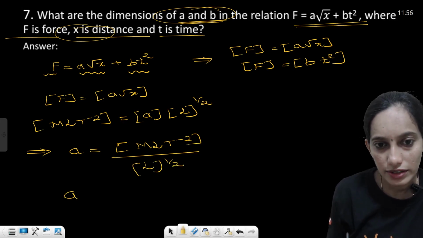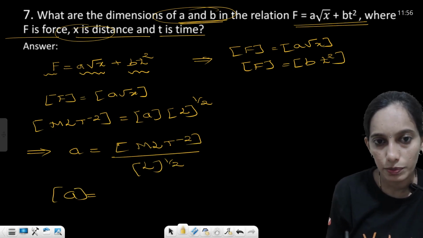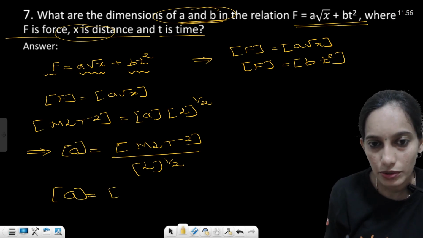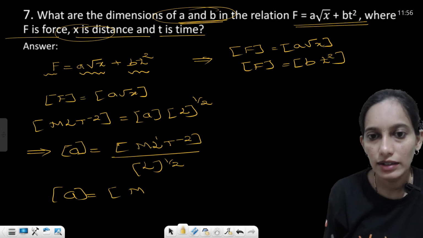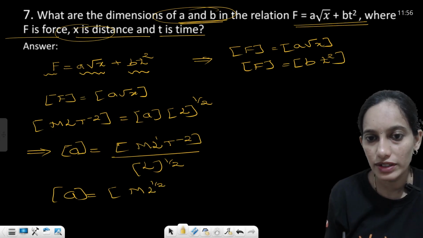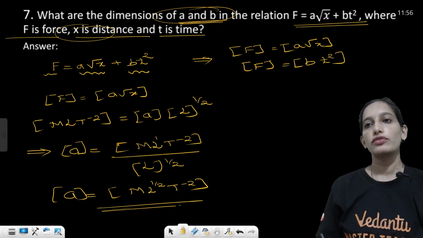If we simplify this further, we get the dimension, so we have to put the square bracket. The dimension of a is equal to m. Here L raised to 1 minus L raised to half, which is in the denominator, so we get L raised to half. 1 minus half is half. So m L raised to half t raised to minus 2 as it is. So this is the dimension of a.